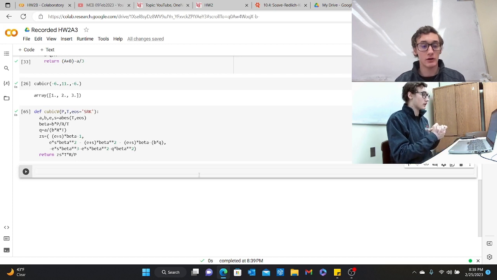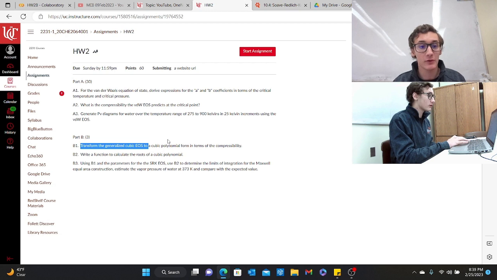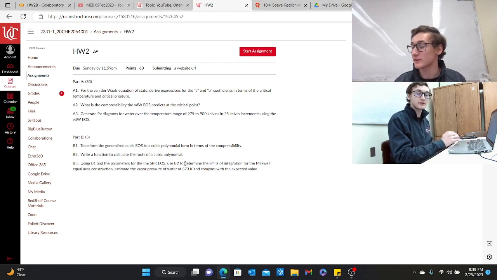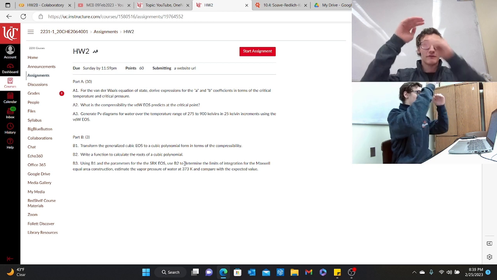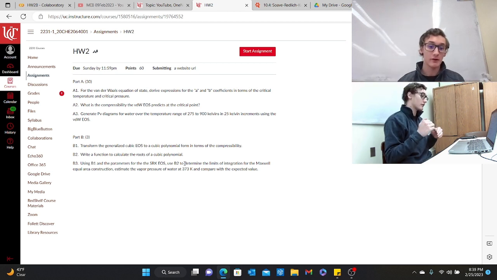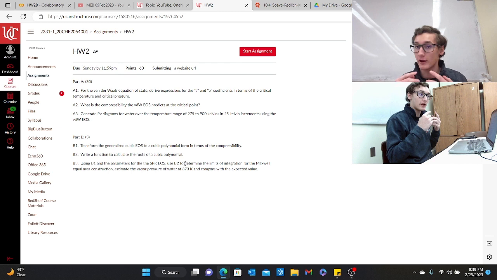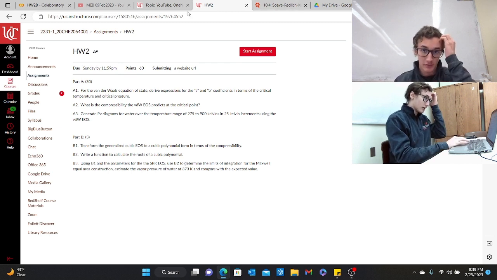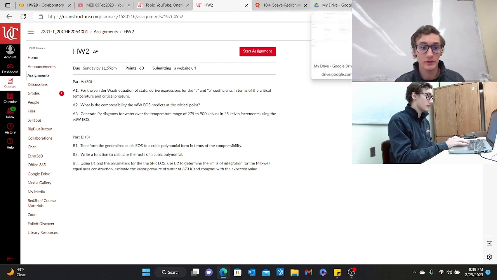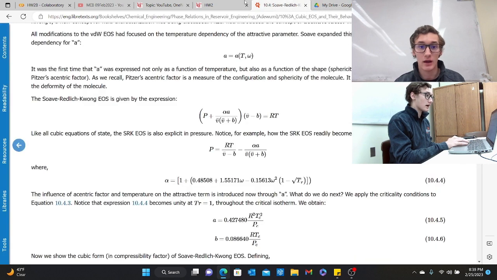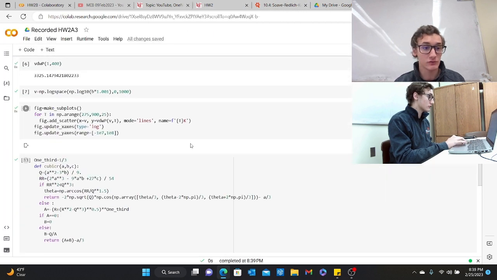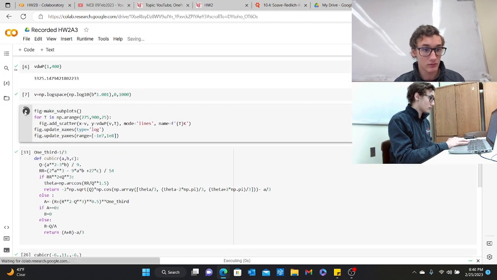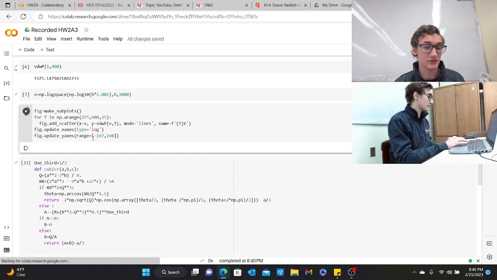So now that we have our cubic volume, our last and final step, if we look at the homework, is to determine, which we just did, the limits of integration, going from here to here, and then from here to here. And then from there, use Maxwell's equal area construction, because if you remember from A3, which I don't think we can run right now. Yeah, it's not going to work. It's going to get the same error.